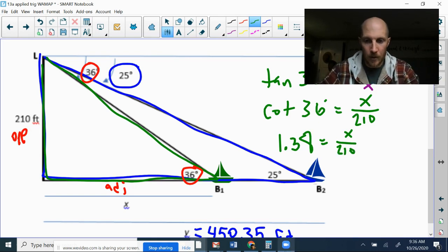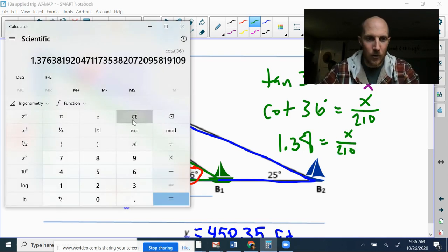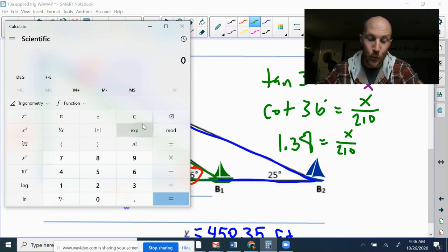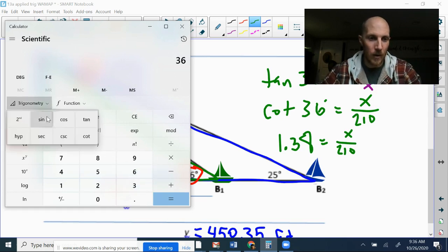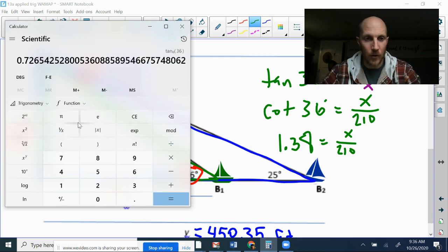Okay, and then let's repeat this process so you can see what this looks like if you do not have a cotangent button, as I'm sure most of you probably don't. So 36 degrees, and let's do tangent. So I'm going to hit the tangent right here. All right, so it's clearly a different number, 0.7265, and so on.